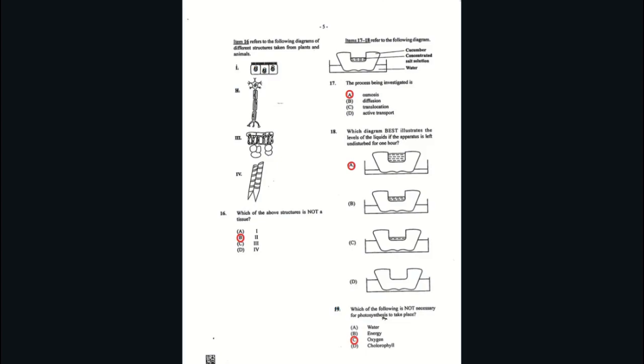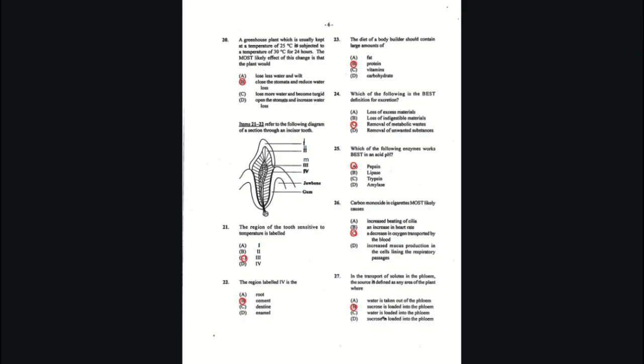Remember earlier we said that oxygen is a byproduct of photosynthesis. The input for photosynthesis is carbon dioxide and water, and then sunlight over chlorophyll, which is in the plant, and the end product gives us glucose and oxygen, right? So oxygen is not necessary for photosynthesis to take place. It is what is produced at the end after photosynthesis takes place.